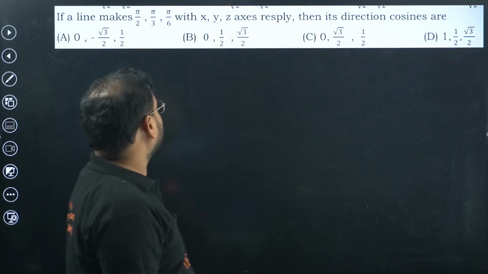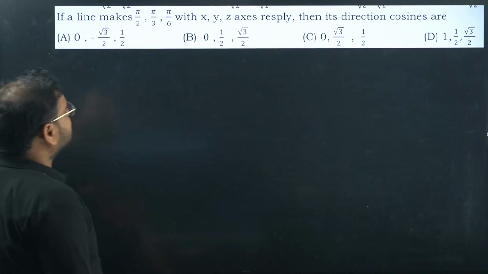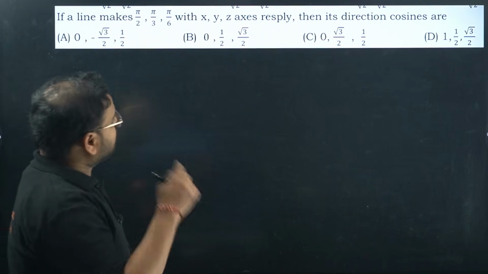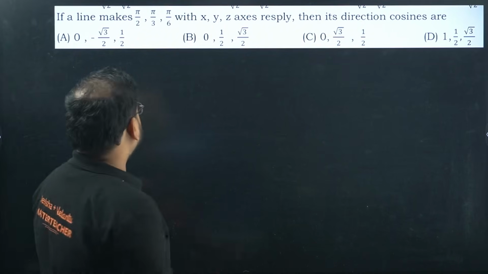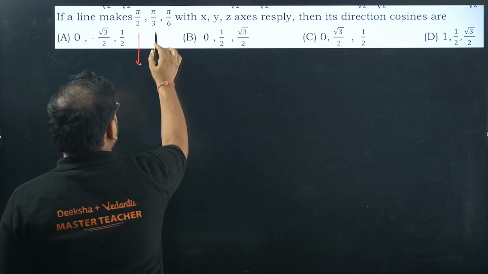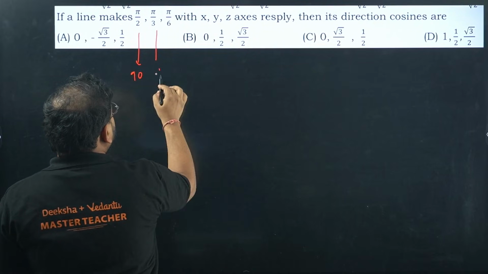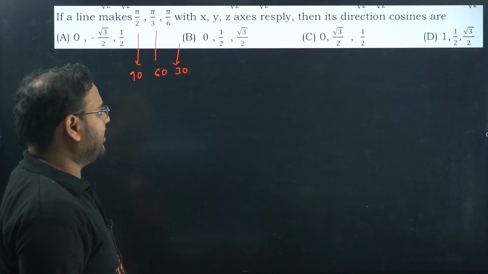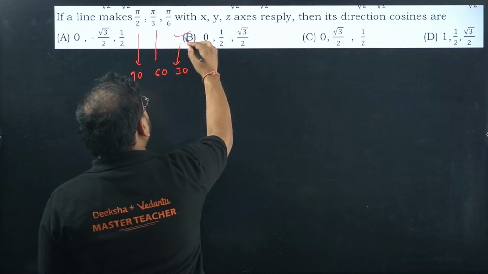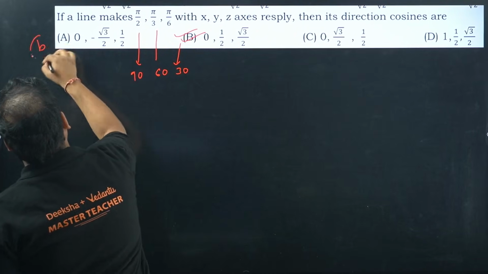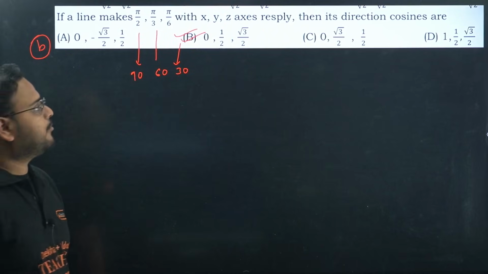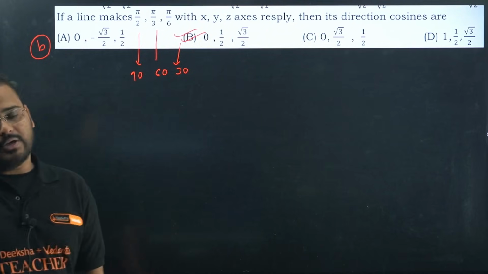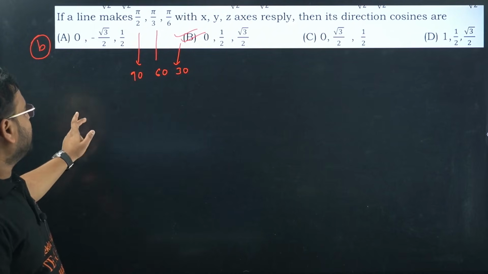a line makes angles pi by 2, pi by 3 and pi by 6 with the x, y, z axes respectively. They are asking for the DCs, same thing. So cos of 90, 60 and 30 gives 0, 1 by 2 and root 3 by 2. Same question. Basically this has also been a PYQ. I wanted to show that this is a question from your question bank and has also been a PYQ. So the answer is option B.